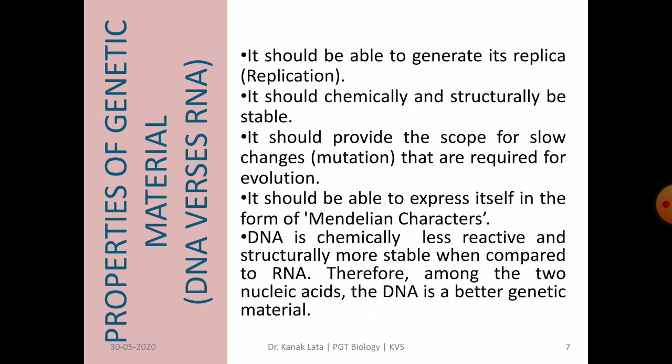Now it is about properties of genetic material, that is DNA versus RNA. Genetic material should be able to replicate and should be chemically and structurally stable. Genetic material should provide the scope for mutation, which is necessary for evolution. Genetic material should be able to express itself in the form of Mendelian characters that pass from parent to offspring.